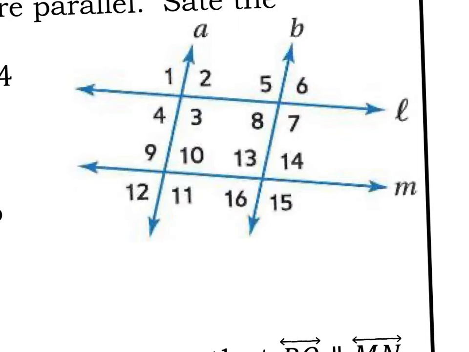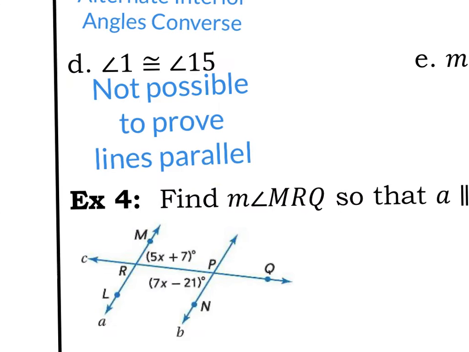They need to be on the exterior of the same transversal, so therefore this is not enough information to prove that A is parallel to B or L is parallel to M, because they're on different transversals. So ultimately this is all you need to say for your answer, that it's just not possible to prove lines are parallel.